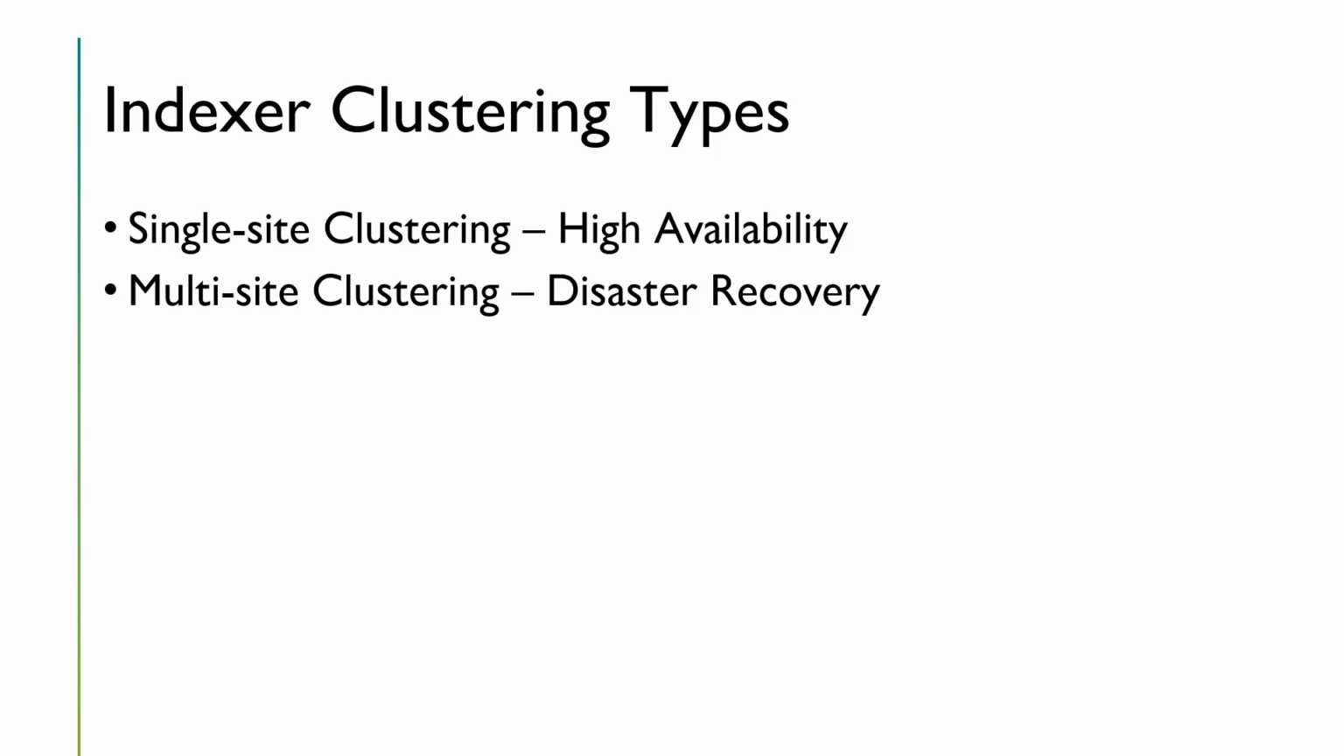There are mainly two types of indexer clustering. Single site is purely focused on high availability, so on the same site you have multiple copies of the data. Multi-site clustering is mainly for DR purposes, so you keep some copies on the other site. If you lose the site completely, you are still not going to lose your data. That's where multi-site clustering comes into the picture.